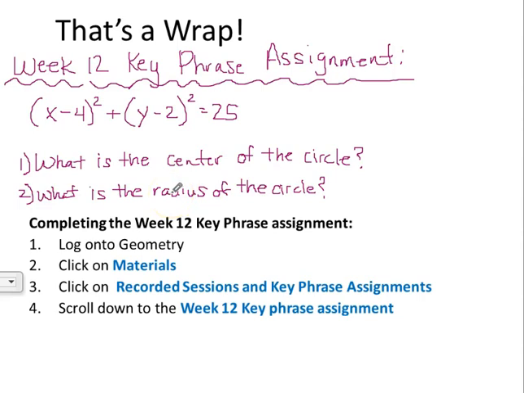All right, so one of the things we learned about today was the equation of circles in coordinate planes. And here's the equation of a circle. x minus 4 squared plus y minus 2 squared equals 25. I want you, from that equation, to tell me the coordinates of the center of that circle, as well as the radius of that circle. And that's it.